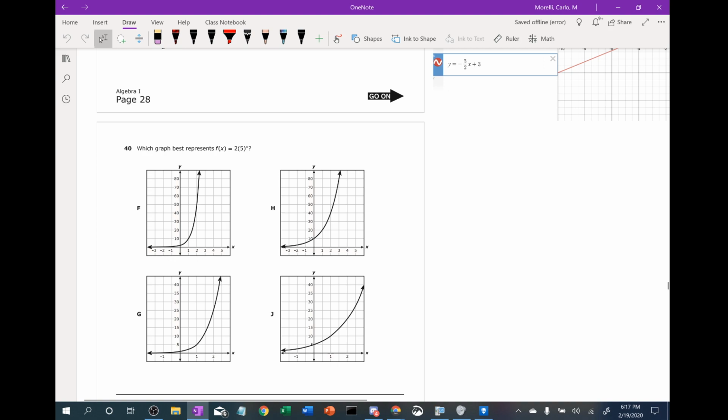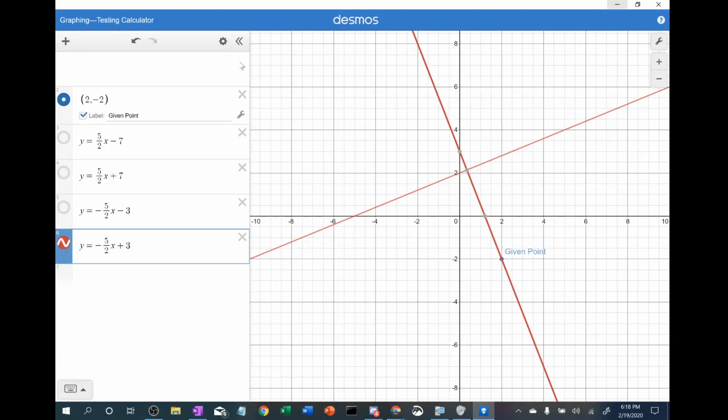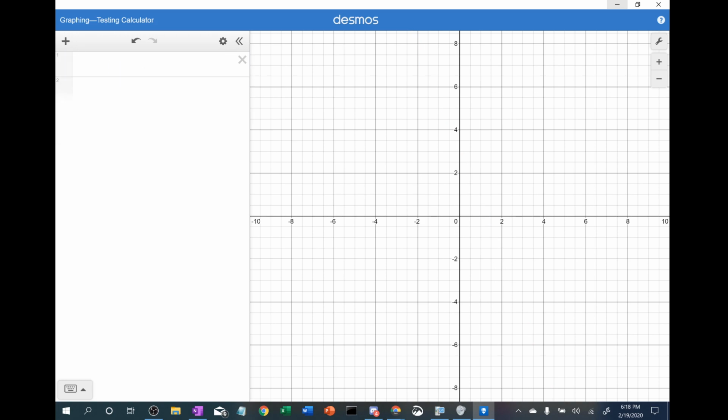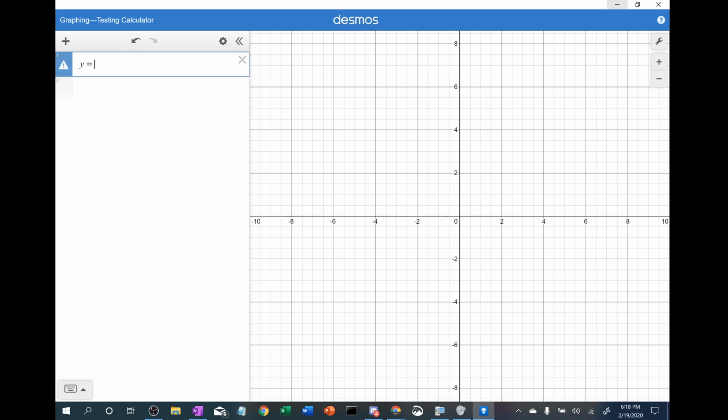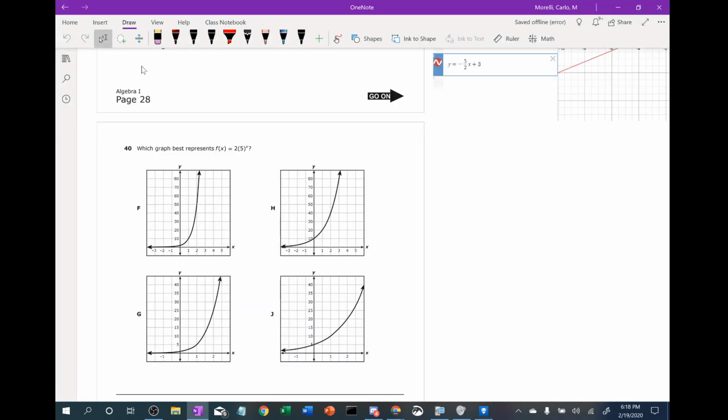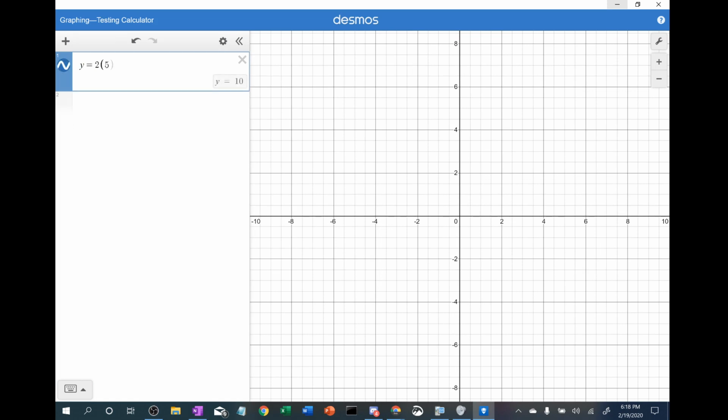So let's type it in. F of x equals 2, open parentheses, 5, close parentheses, raised to the power of x. So let's go put that in Desmos. All right. And so we replace f of x with y and do y equals 2, open parentheses. And by the way, this is the 2018 test, number 40. 2, open parentheses, 5, close parentheses, raised to the x power. There we go.